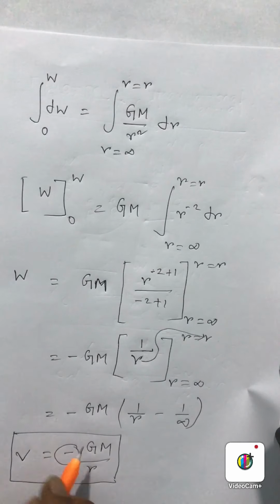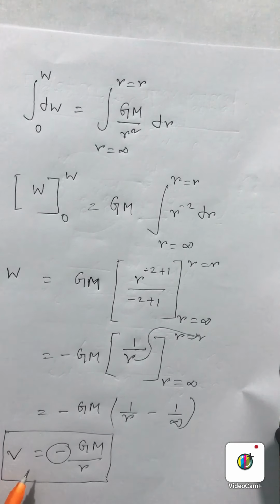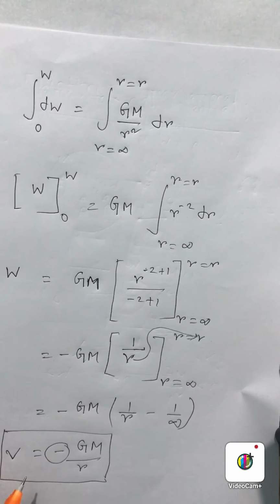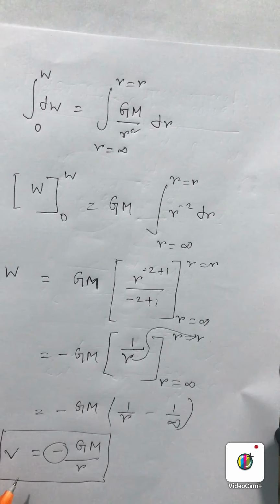Here the minus sign represents that the gravitational potential is negative, because the work done is by the attraction force. If work is done by the force, that means the gravitational potential is negative, because in this case the work is done by the gravitational attraction force. When work is done by the force, the gravitational potential is negative.